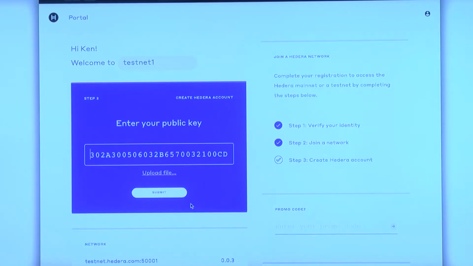So if you are developing, if you want to try out a simple application on the Hedera network, you can easily register with your public key and essentially get going. You will get an account ID, and that account ID is what you'll use to transact with the Hedera network. So it's really quite simple.